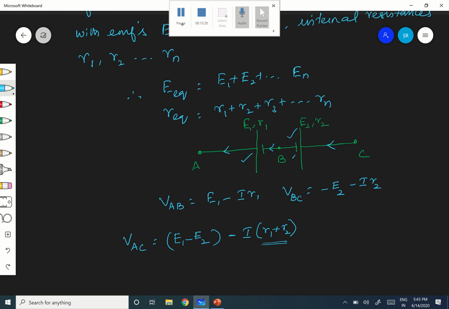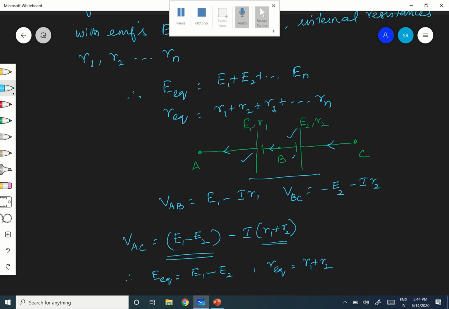But the net EMF here, what is E equivalent here? E equivalent here is nothing but E1 minus E2, unlike E1 plus E2 in the previous case. But R equivalent is nothing but R1 plus R2. Is it clear? Very simple case. The only thing you have to see is the polarity of the cell here. That is very important.